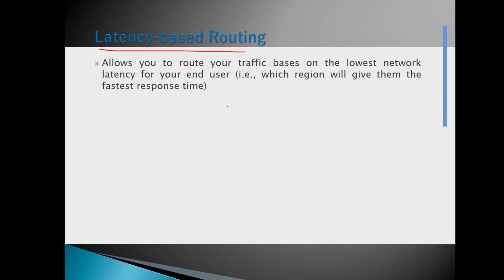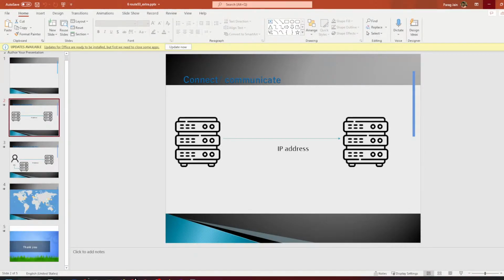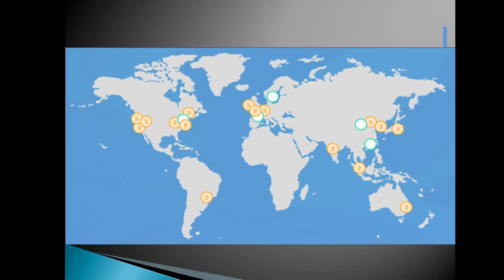Next is latency based. Latency based routing allows you to route your traffic based on the lowest network latency from your end. Which region will give them the fastest response? Okay, latency based is quite an interesting one.